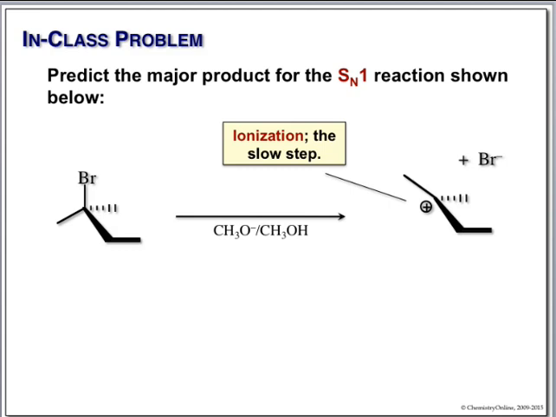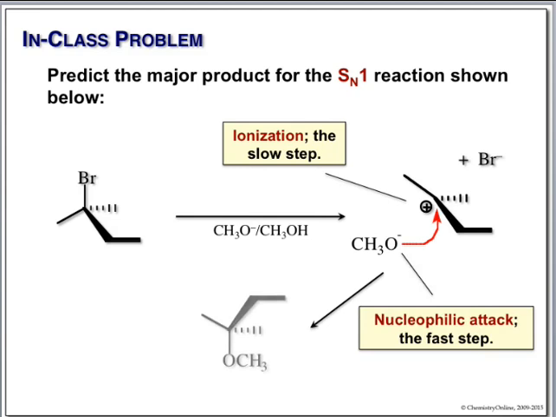The fast step in the reaction is simply going to be our nucleophile. In this case, it's going to be methoxide. It's going to attack the carbocation. This is our fast step. And again, we're going to make the ether. Remember, because we have the planar carbocation, we have racemization if we had stereochemistry, because methoxide can easily attack, as you see, from either side. Any questions?